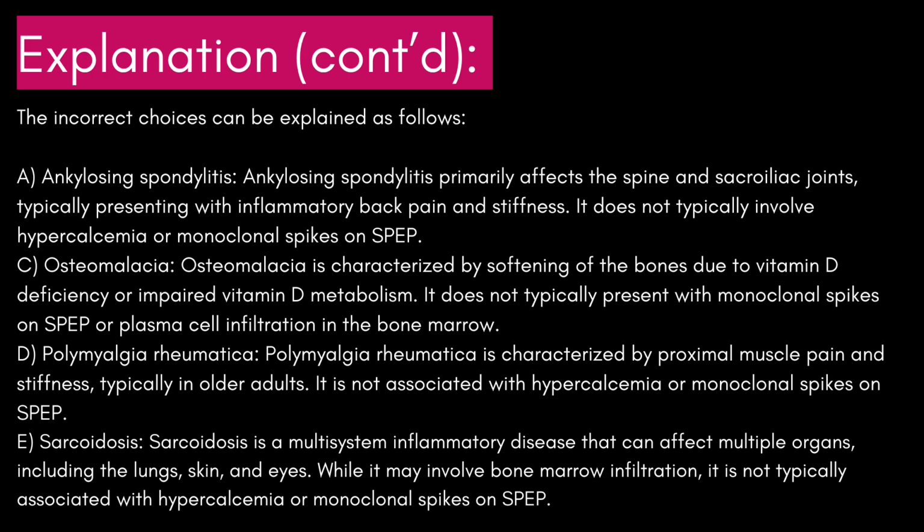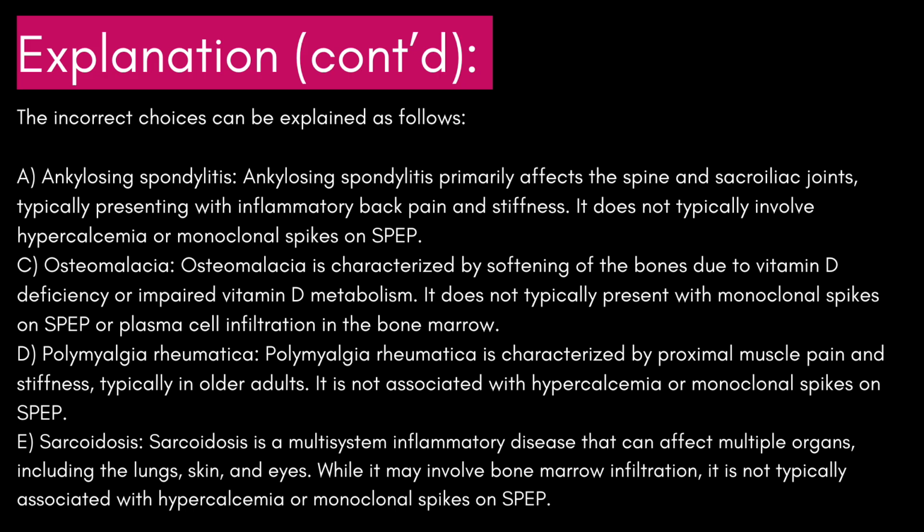C. Osteomalacia. Osteomalacia is characterized by softening of the bones due to vitamin D deficiency or impaired vitamin D metabolism. It does not typically present with monoclonal spikes on serum protein electrophoresis, or plasma cell infiltration in the bone marrow.